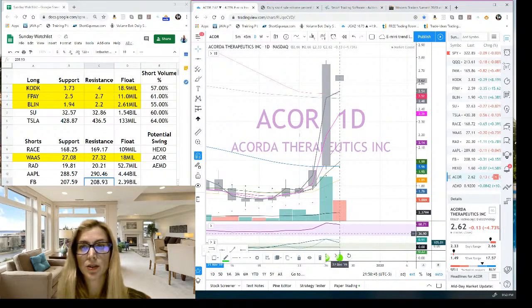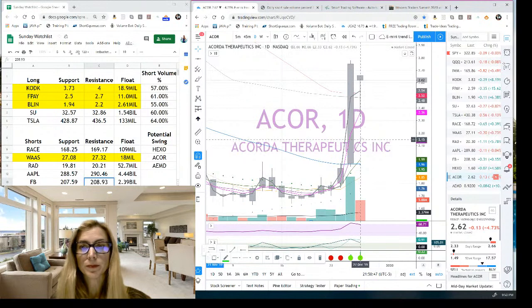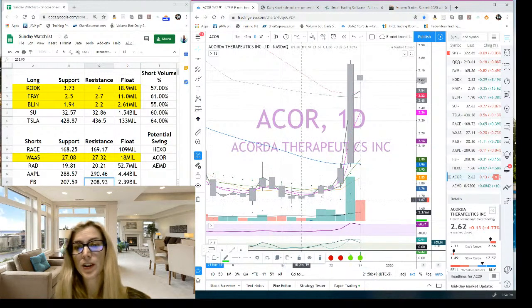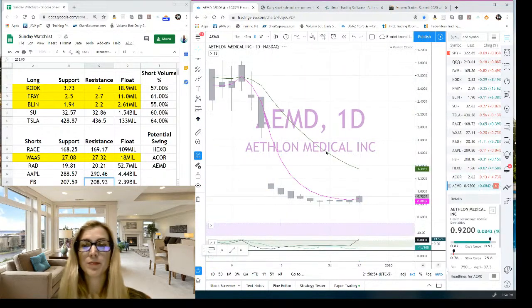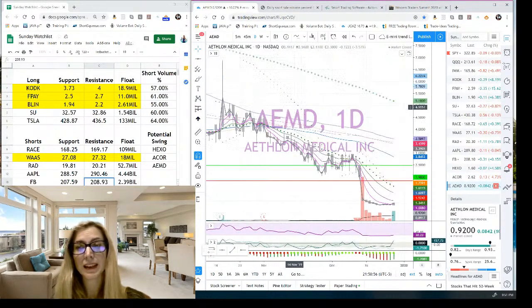Let's put it on auto so you can see that. So 214 really, but we've started to have the averages curling up, so potential long there, and AEMD, penny stock as well. But I was looking and I really like all the charts, right?